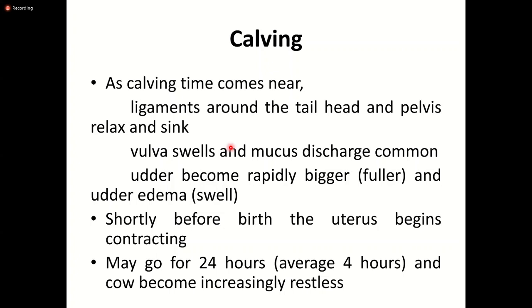So during the calving process, they start dilating the vulva and pelvic region, right? Everything becomes very dilated, with lots of urination and lots of discharge from the vulva, right? And the udder becomes larger in size. Sometimes you can see edema, right? Those things can be observed during the calving process, right?